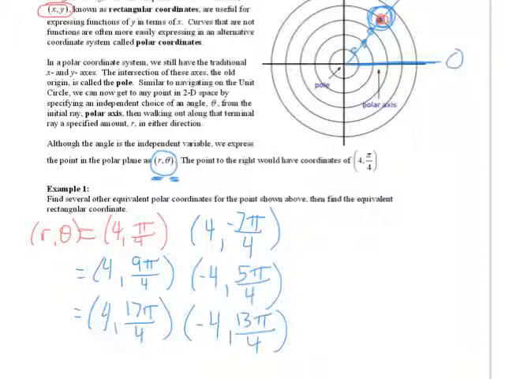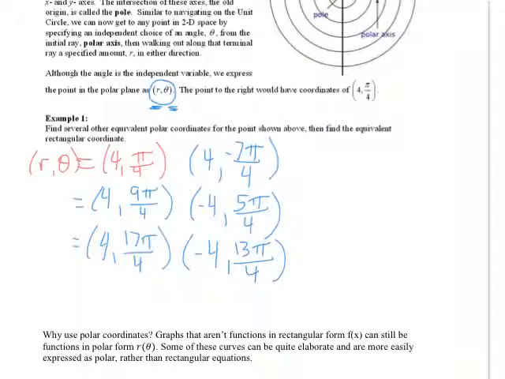This list could go on and on. We can just keep throwing down possible coordinates, like (-4, -3pi/4). These are all the exact same point. And that point can be represented either in the polar form or as a Cartesian rectangular coordinate, the xy coordinate.